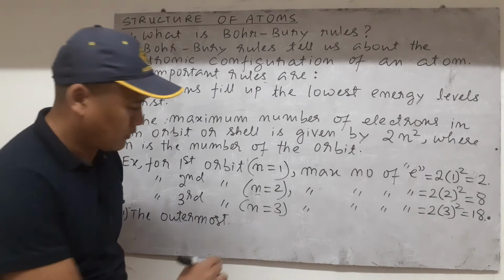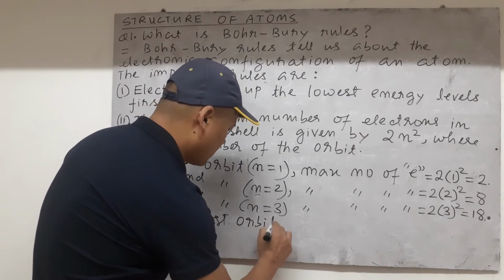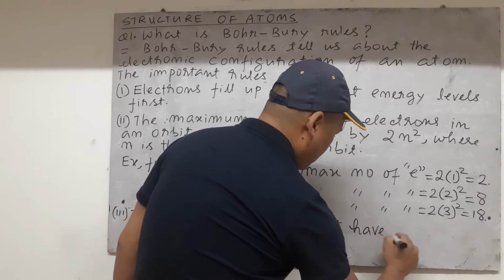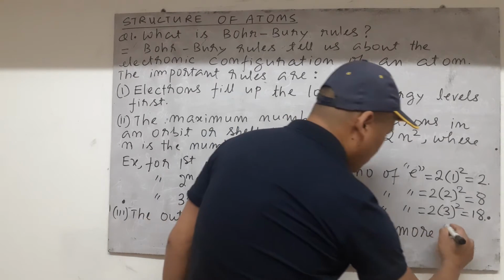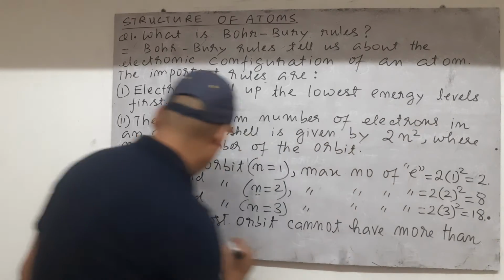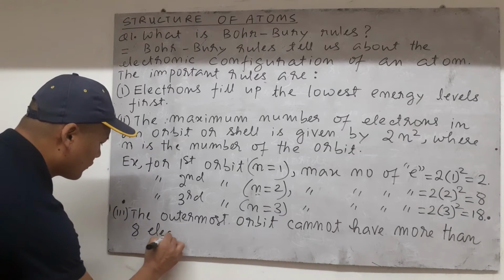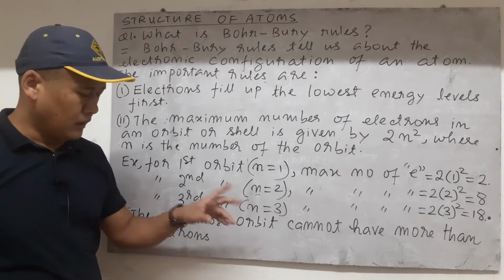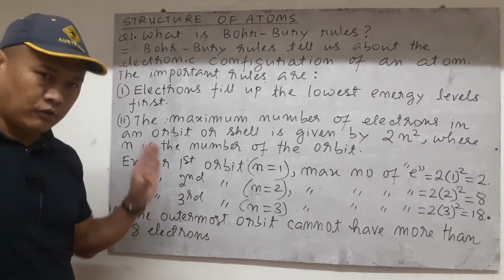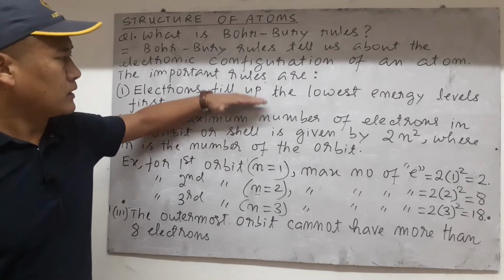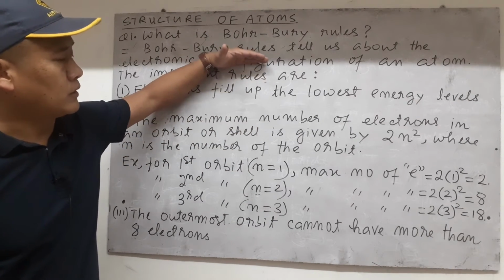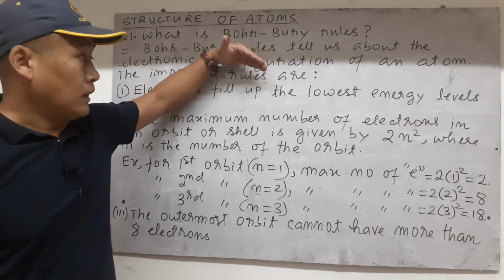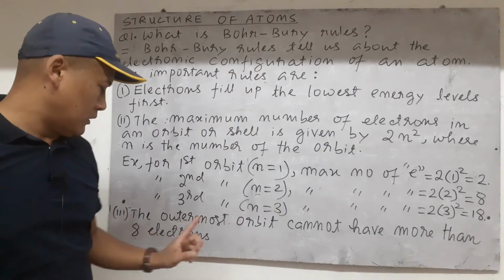Okay, the outermost orbit or shell cannot have more than 8 electrons. No atom in its outermost orbit can accommodate more than 8. The outermost orbit means first orbit, second orbit, third orbit. If the third orbit is the last orbit of a particular atom, the third orbit, which is the outermost orbit, cannot accommodate more than 8 electrons.